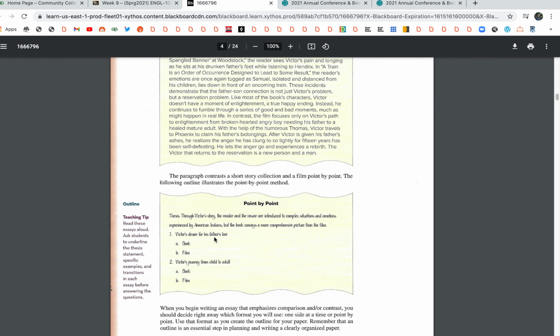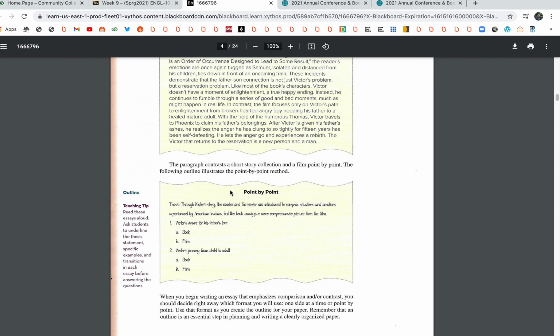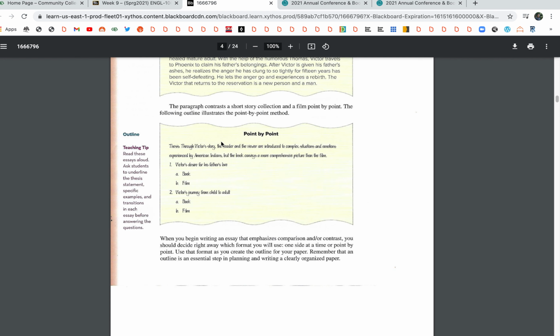So, again, you see this. The paragraph contrasts a short story collection and a film point by point. It makes a point about the story collection, then a point about the film, a point about the story collection, a point about the film. And then you see the outline of that here, the point by point. Book, film, book, film. Starbucks, Dunkin' Donuts, Starbucks, Dunkin' Donuts, right? So when you do the point by point paragraph, again, you make a point about the one thing and then a point about the other thing.